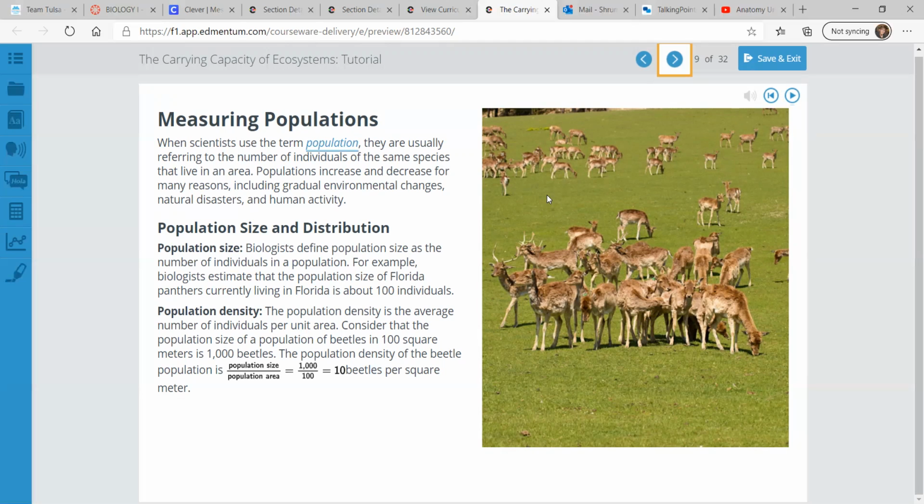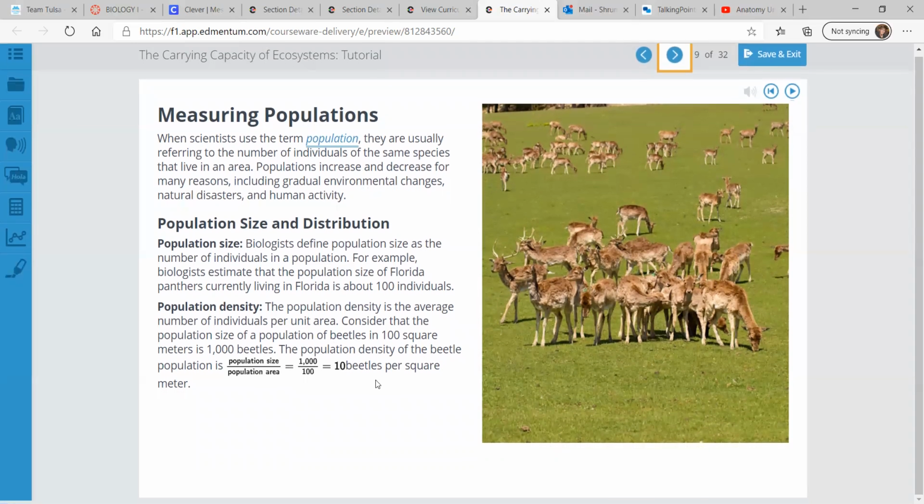Now, population density is the average number of individuals per unit area. Consider a population of beetles with 1,000 beetles in 100 square meters. The population density of the beetles is the population size divided by the population area. So we had 1,000 beetles divided by 100 square meters, and that leaves us with 10 beetles per square meter. Size is just the amount in an area. Density is the amount divided by the size of the area.